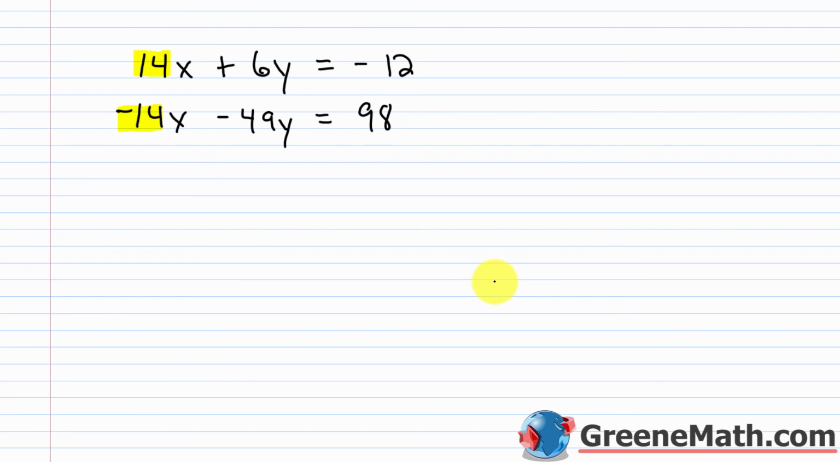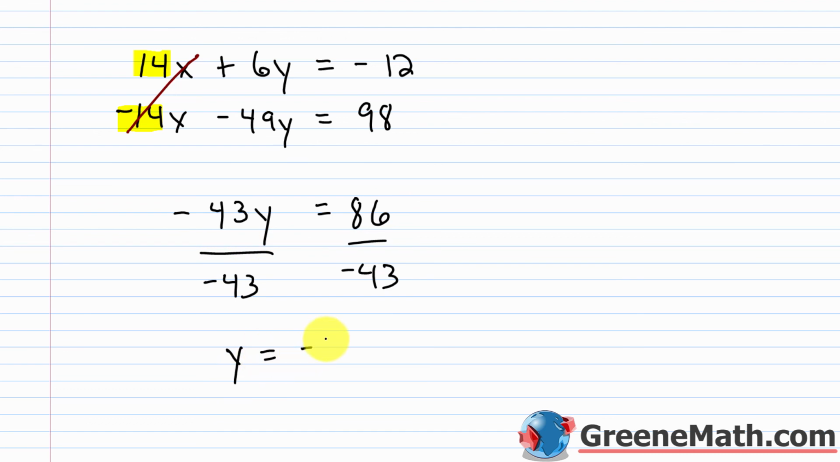So we have successfully transformed these two equations such that one variable is going to be eliminated when we do our next step. So in the next step, remember, we add the two left sides together, set that equal to the sum of the two right sides. So 14x plus -14x would be 0. This is eliminated. And then 6y plus -49y is -43y. Over here, -12 plus 98 is going to be 86. Divide both sides of the equation by -43 to isolate y. And you're going to get that y is equal to -2.